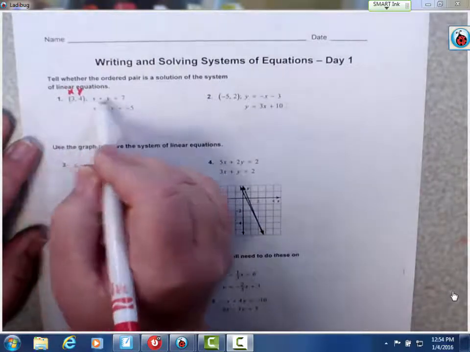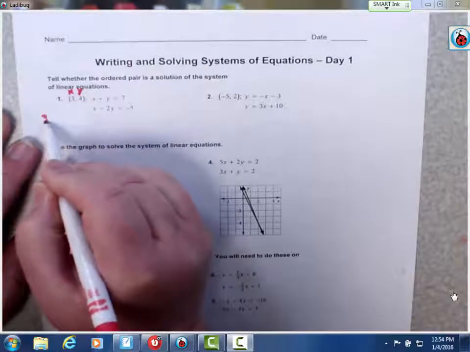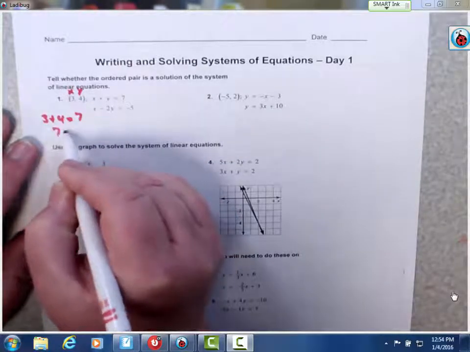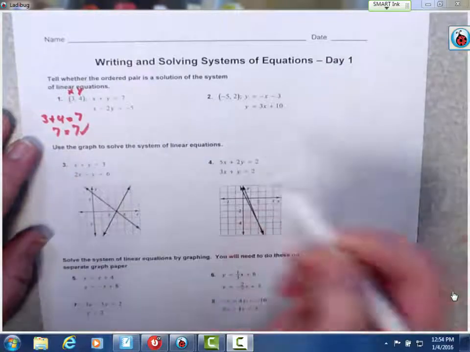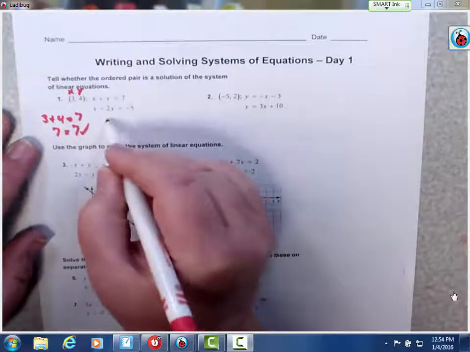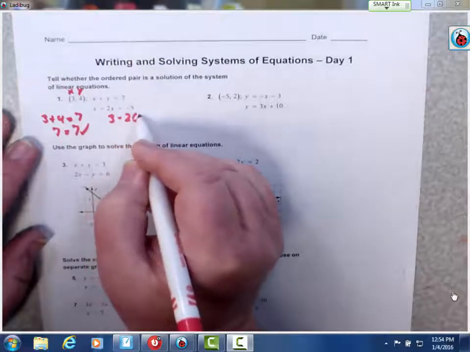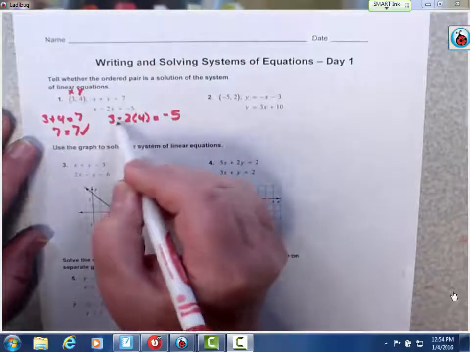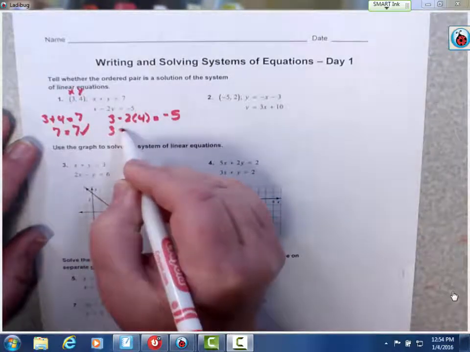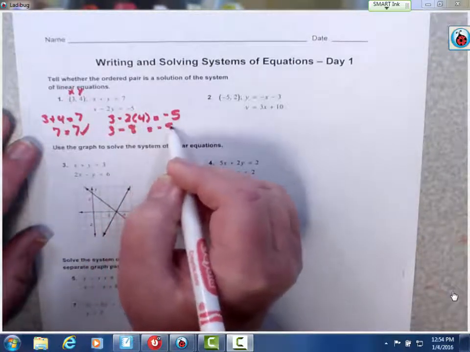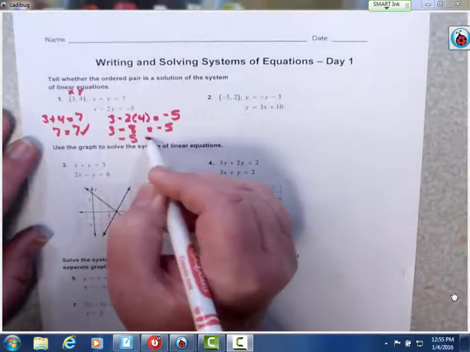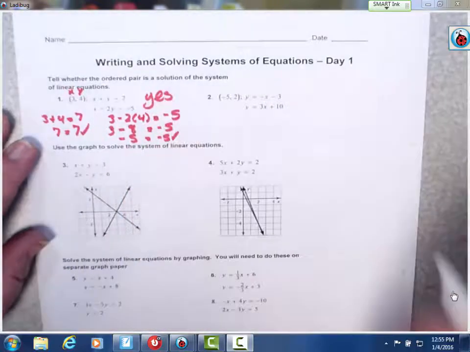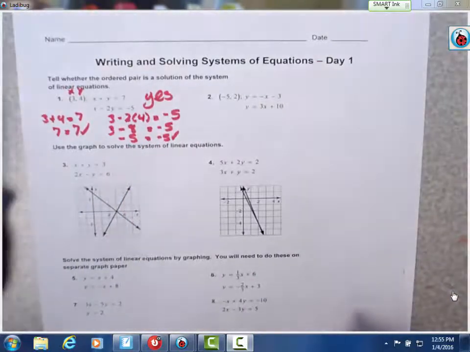So for x plus y, that's going to be 3 plus 4 equals 7. 3 plus 4 is 7. 7 equals 7. That is true. X is 3. Y is 4. Does it equal negative 5? Okay. So negative 2 times 4 is negative 8. 3 minus 8 equals negative 5. 3 take away 8 is negative 5. So the answer here is yes, because both statements were true.